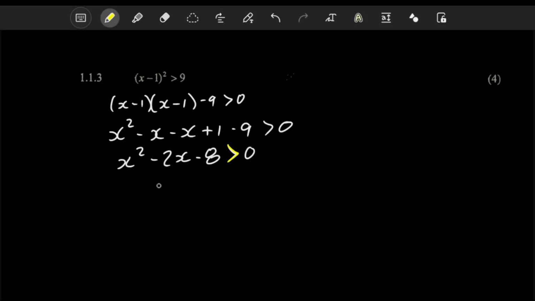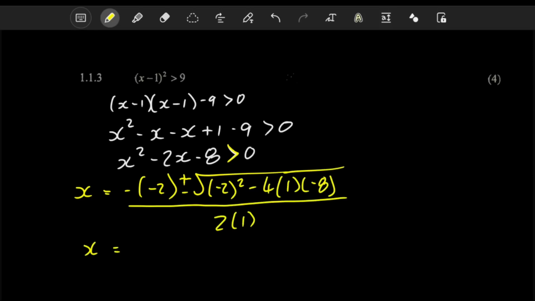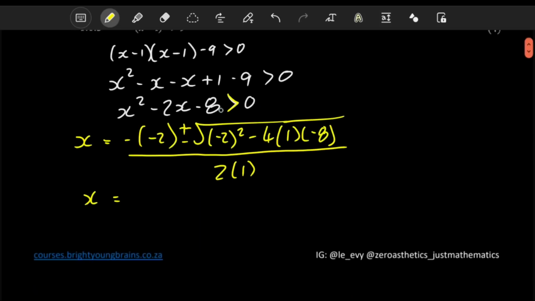So the roots of this equation: you're just solving for x here. You can easily just use your quadratic formula. But obviously here, most people would be like, but bro, you can see it's just 4 and 2, because the factors of 8 that give you a 2 is definitely 4 and 2.